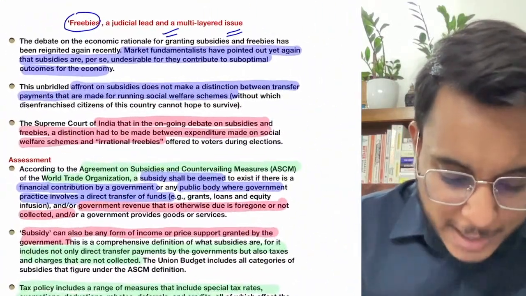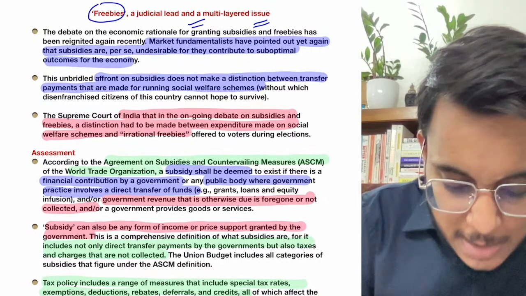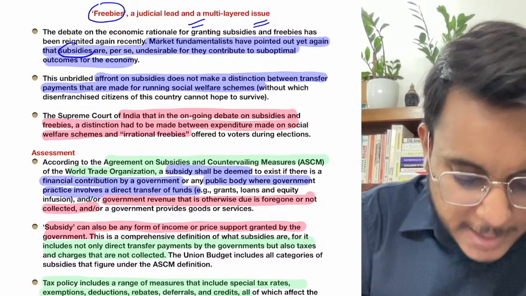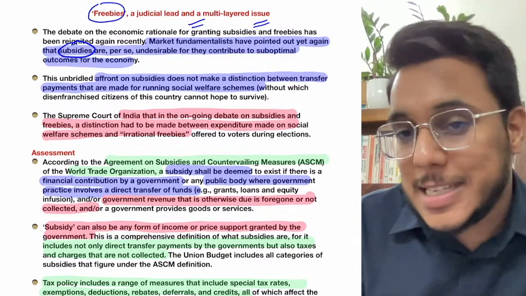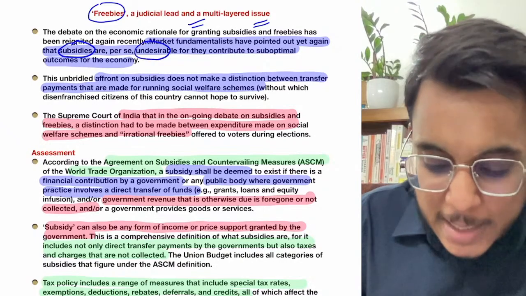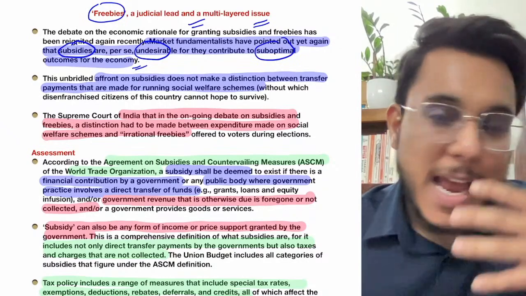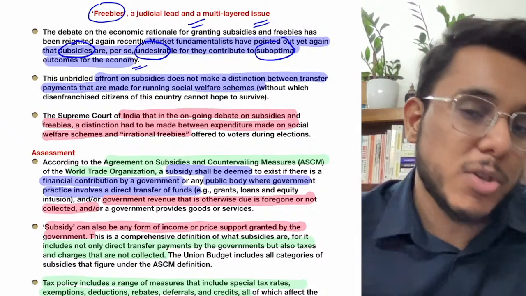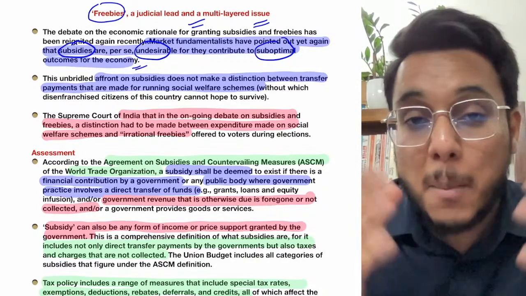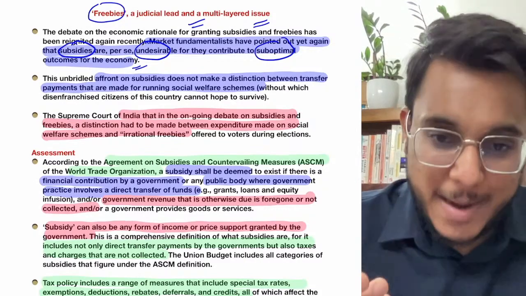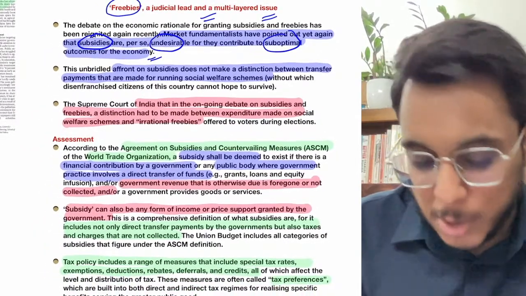Now, this article says that the freebies have been referred to as subsidies, and that these freebies are most of the time undesirable, and they contribute to suboptimal outcomes for the economy. Now listen, if you are giving too many subsidies and freebies, a lot of money is being wasted, and at the end of the day, productive investment in the economy cannot be made. Clear? So it impacts the economy at a subatomic level.